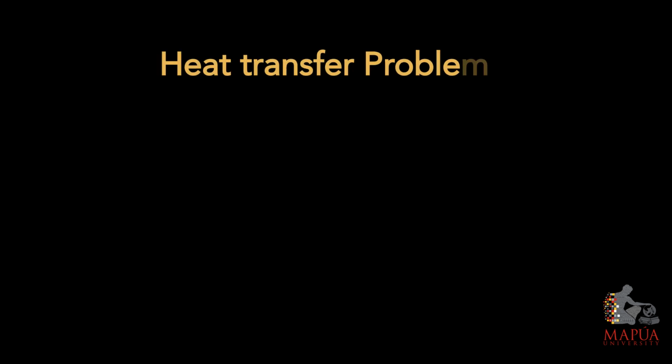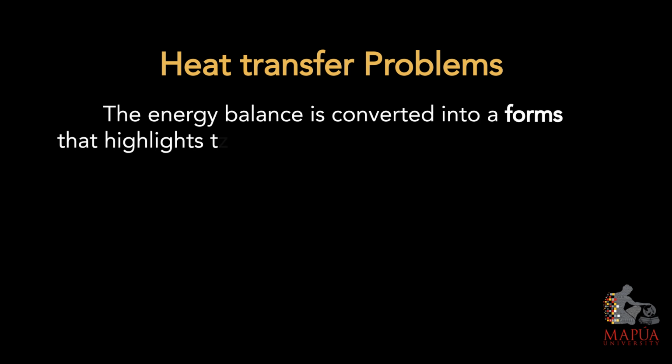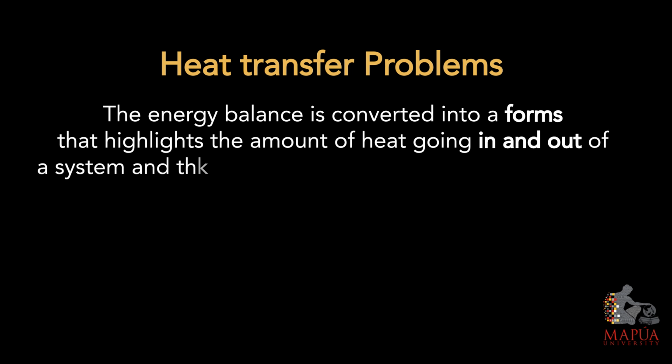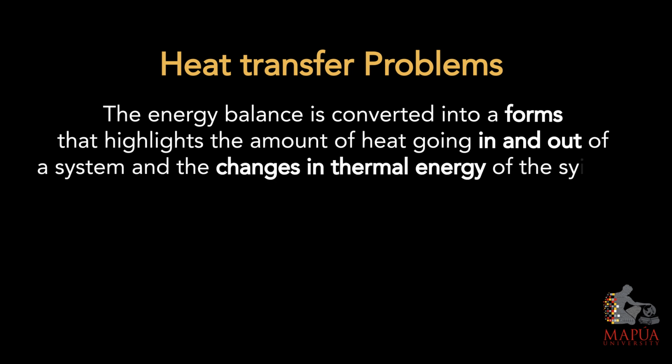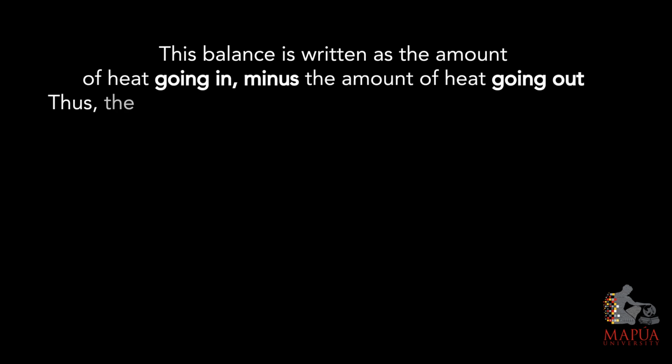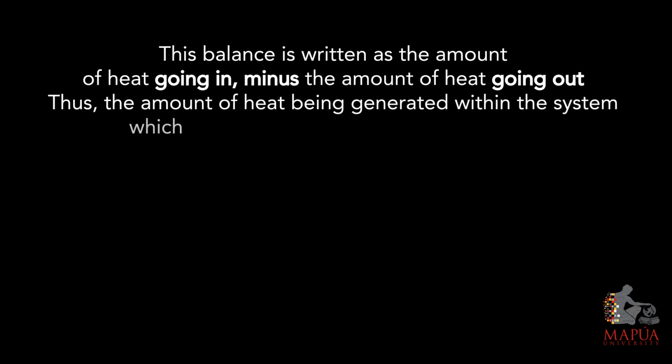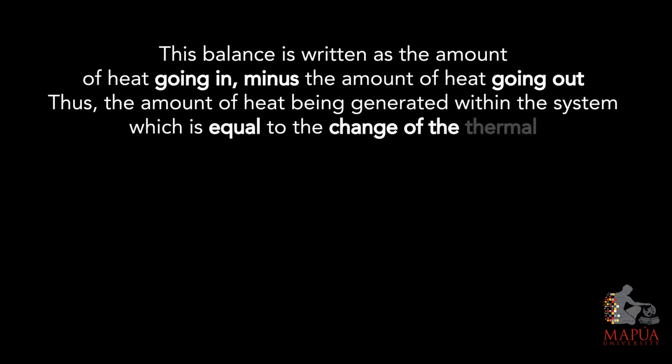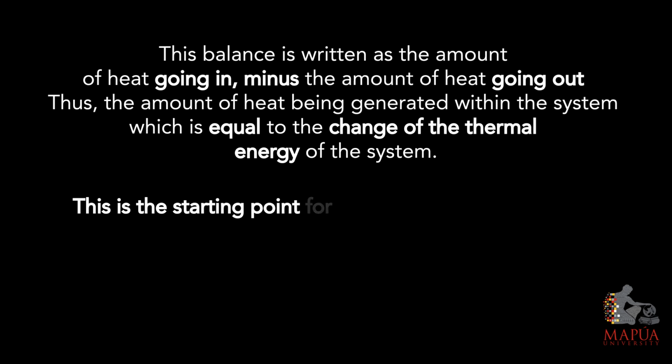For heat transfer problems, the energy balance is converted into a form that highlights the amount of heat going in and out of a system and the changes in thermal energy of the system. This balance is written as the amount of heat going in minus the amount of heat going out plus the amount of heat being generated within the system, which is equal to the change of the thermal energy of the system. This is the starting point for most heat transfer analysis.